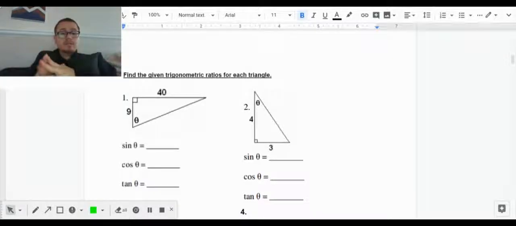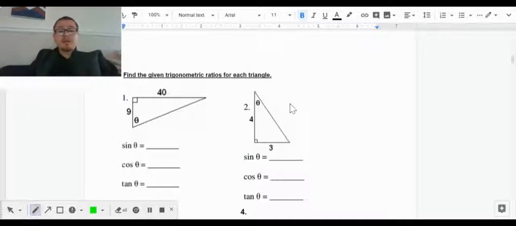You guys know that you look at your reference angle, which is right here, and then opposite would be 3, adjacent would be 4, hypotenuse would be 5. So this would be 3 over 5 for the sine of that angle. Tangent would be opposite over adjacent, which is 3 over 4.